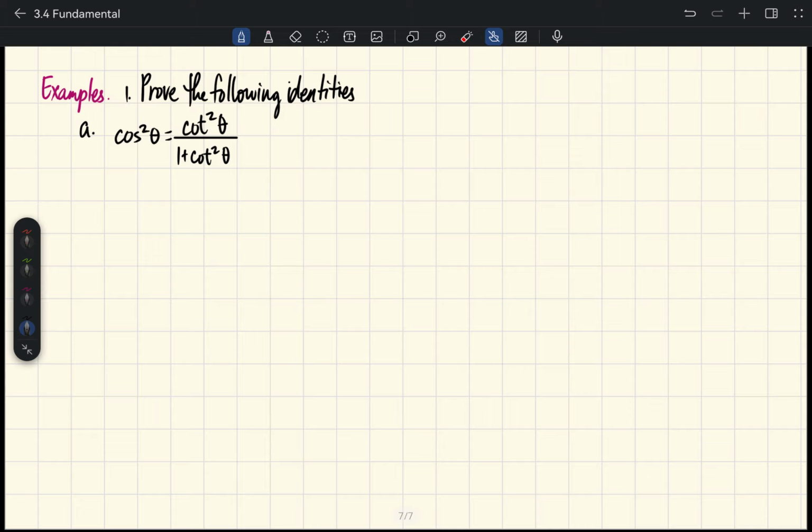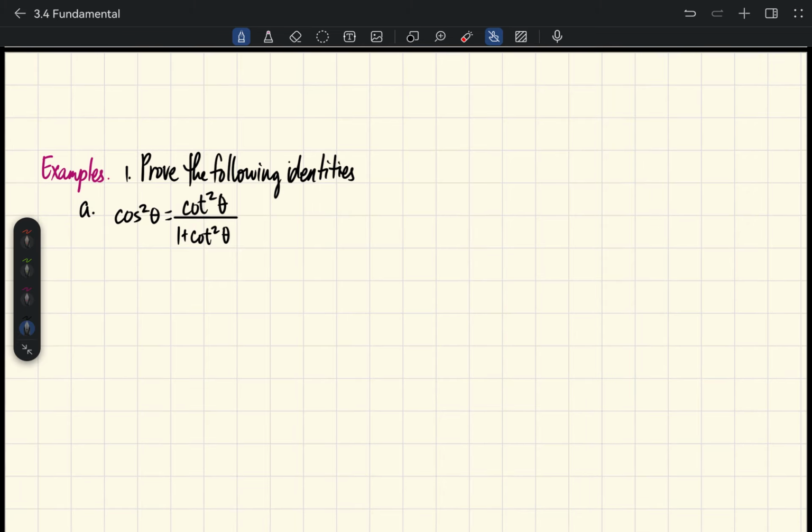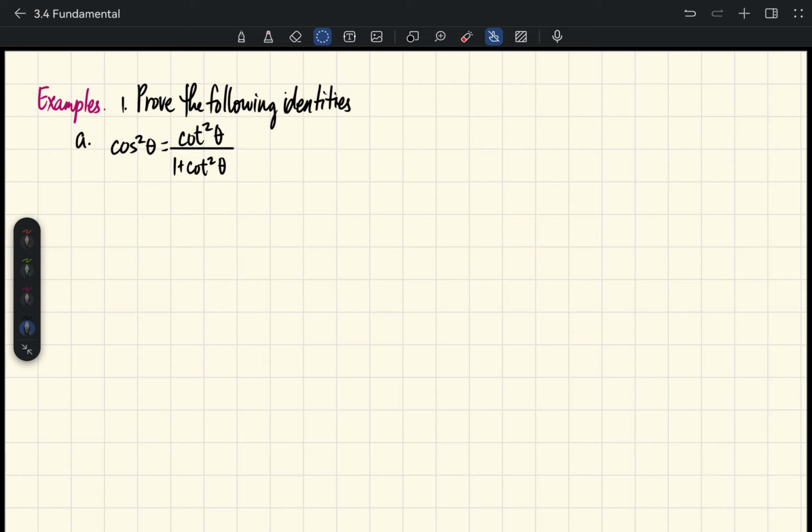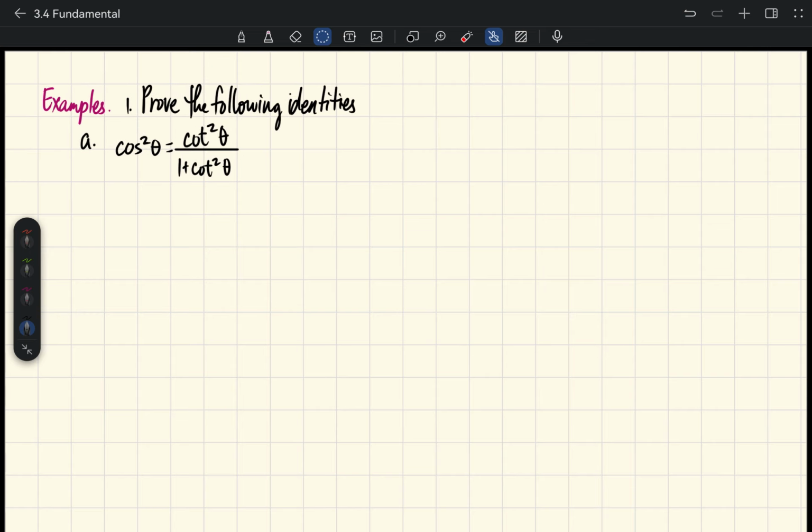One thing that I would have to say is that in proving identities, there's no one way to do it. So it's possible for us to have different kinds of solutions. For this one, I guess I can present two solutions.